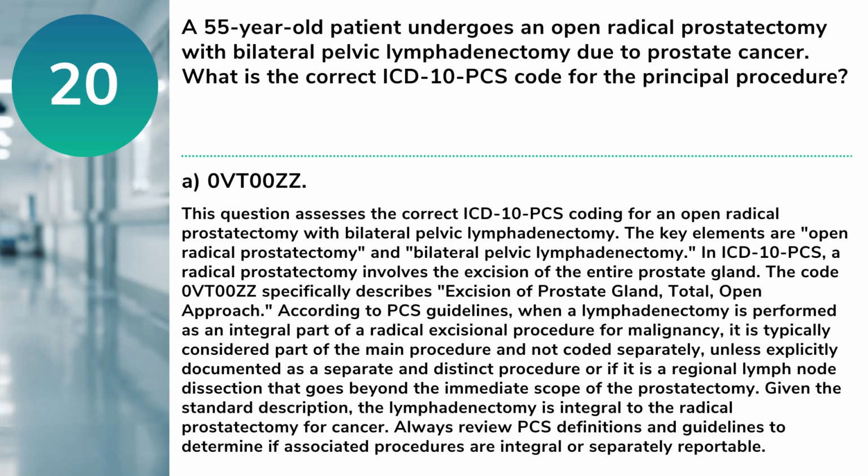According to PCS guidelines, when a lymphadenectomy is performed as an integral part of a radical excisional procedure for malignancy, it is typically considered part of the main procedure and not coded separately, unless explicitly documented as a separate and distinct procedure or if it is a regional lymph node dissection that goes beyond the immediate scope of the prostatectomy. Given the standard description, the lymphadenectomy is integral to the radical prostatectomy for cancer. Always review PCS definitions and guidelines to determine if associated procedures are integral or separately reportable.